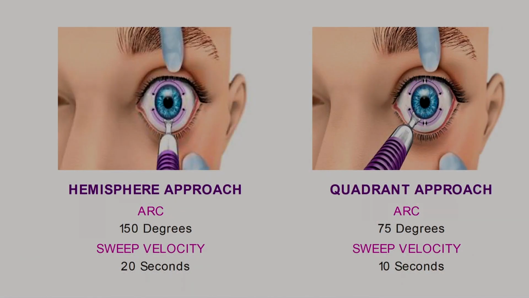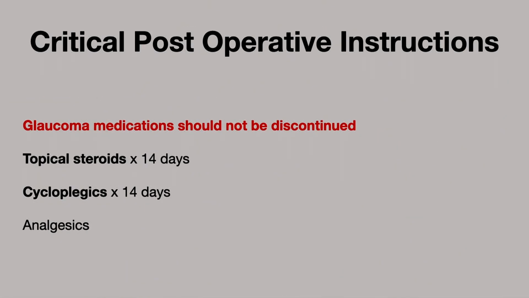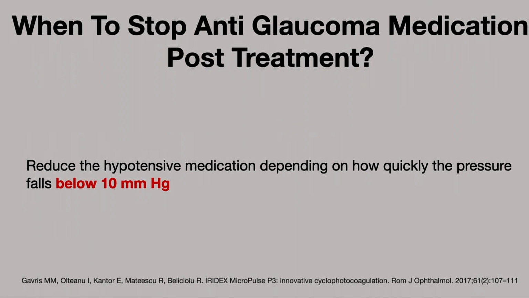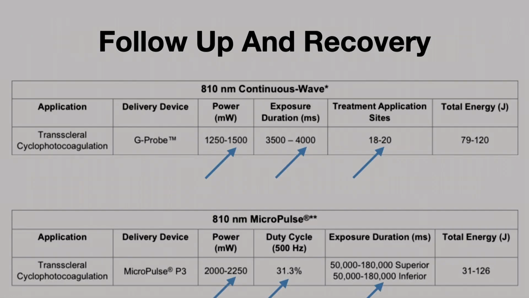So coming back to the hemisphere or quadrant, it's up to you. You can be a hemispheric approach person or a quadrantic approach person, that's your choice. Post-operative, it's more like what you do with a cataract: a topical steroid. A cycloplegic is very important, and glaucoma medication should not be discontinued immediately. That is something very important. And slowly taper your medicines if the IOP is going less than 10, and gauge it accordingly and then do the tapering. And retreatment can always be done, but not less than 6 to 8 weeks. That is something which is very important.